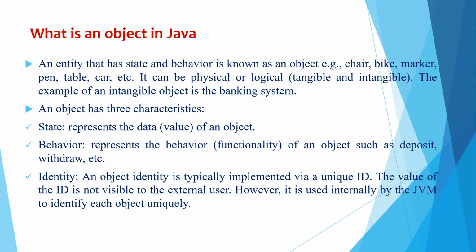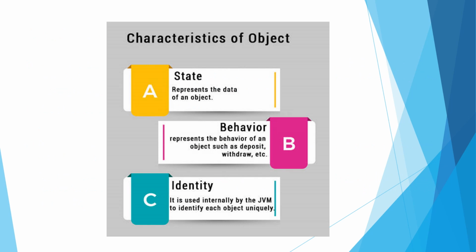Identity. Every object has its unique identity. For example, if it is a student, we identify that particular student by his or her register number, because names of the students may be the same, but it is the register number that uniquely identifies one student from the other. This value of the id is actually not visible to any external user. It is implemented internally by the Java virtual machine, which helps in identifying each and every object uniquely. So an object basically has three characteristics: state, behavior, and identity.